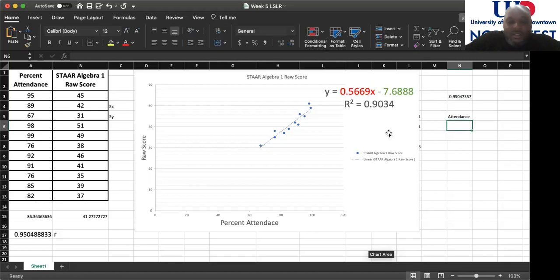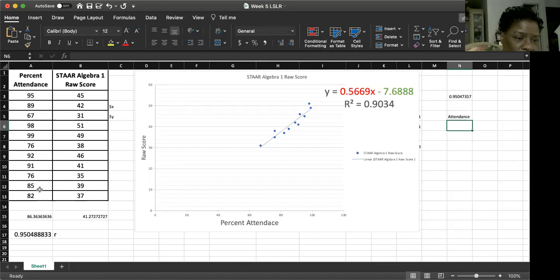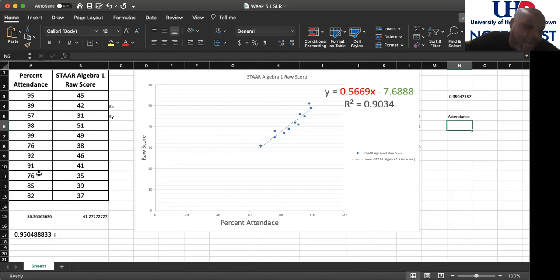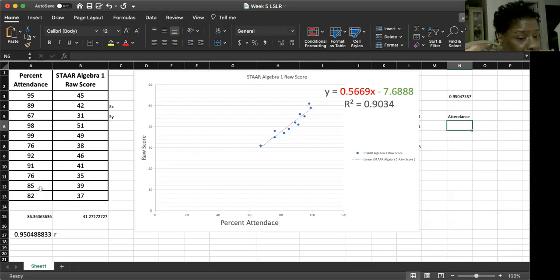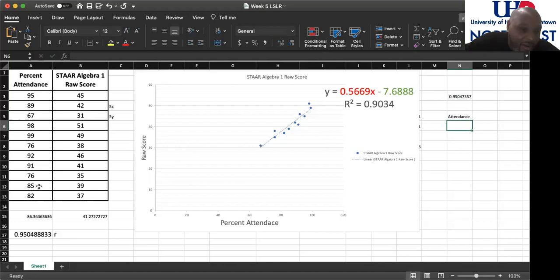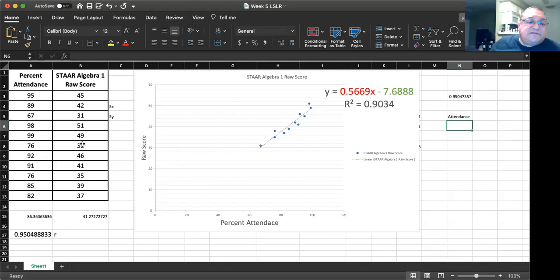If their attendance is 80%, do we have a value for 80 inside our data set? We don't have 80. We have an 82, which scored 37. The next value close would be 85, or we have a 76, which scored 35 and 38.